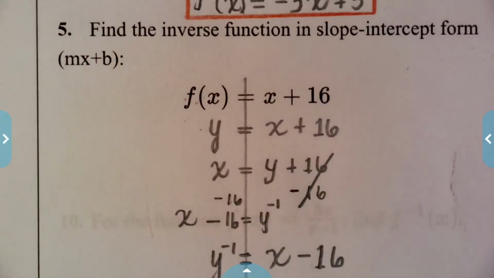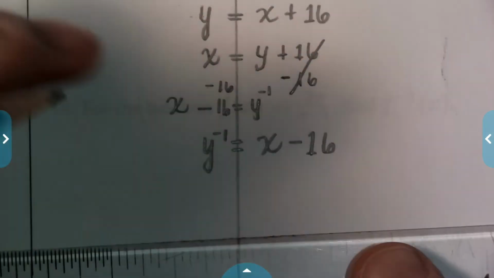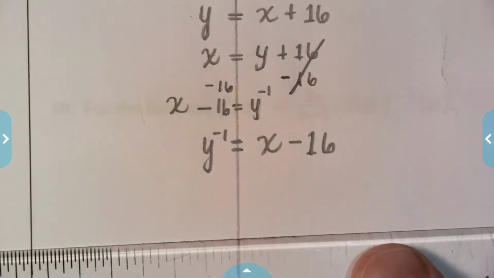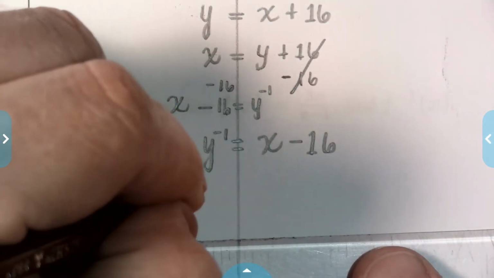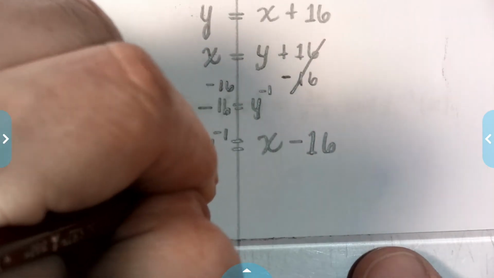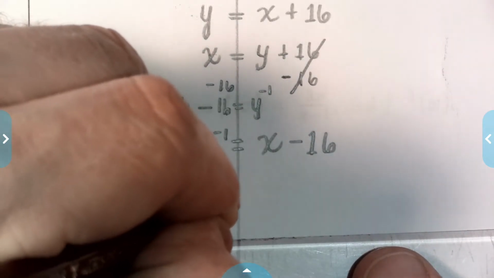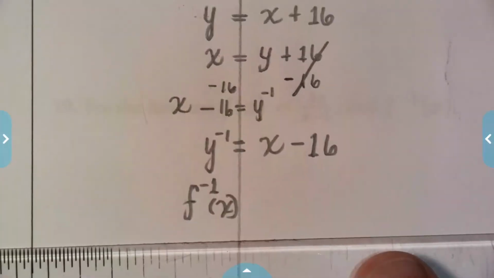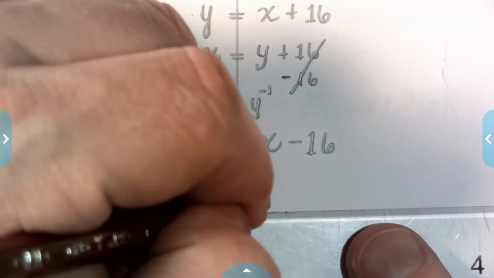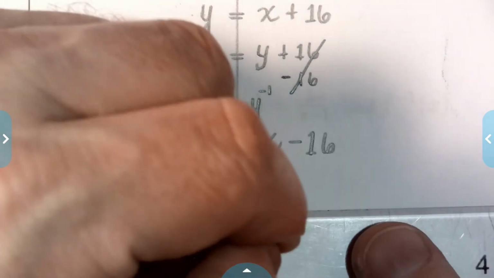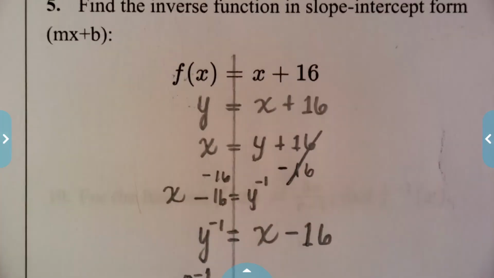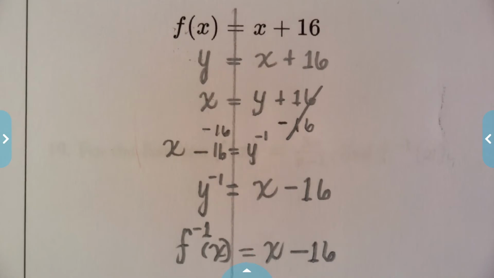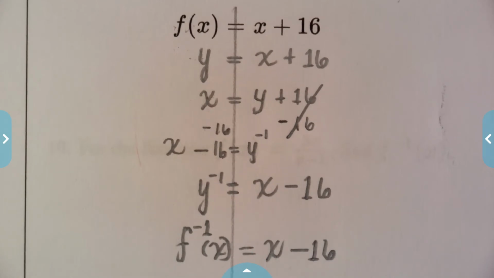Okay, so now we've got it written right. So now we just have to switch out that y for the f inverse of x. So f inverse of x, you've got your f, and then it's inverse of x. Okay, kind of a complicated notation. Equals x minus 16. Notice the difference between the two. The original function was x plus 16, and the inverse this time is x minus 16.